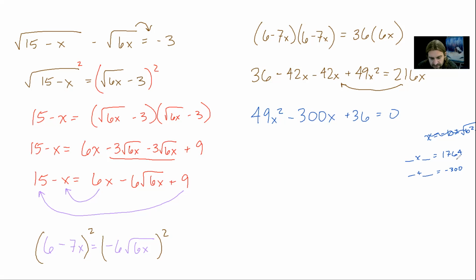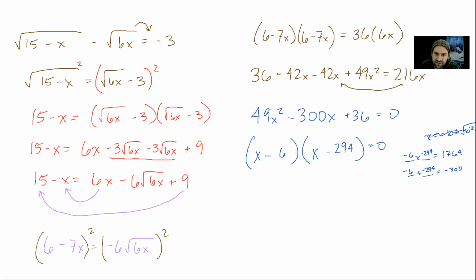All right. 1764 divided by 8? No. Not by 3. What about 6? All right, there we go. After some guessing and checking, it is negative 6 and negative 294. That's what you guys all knew, right? So that means we would set this up as x minus 6 and x minus 294.